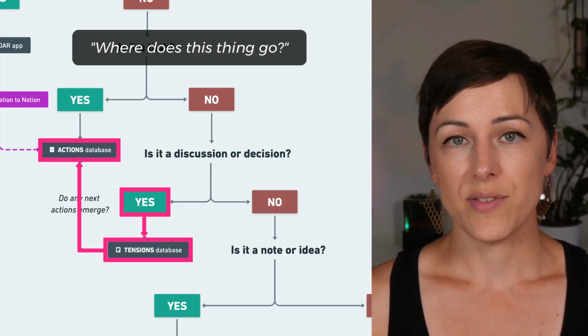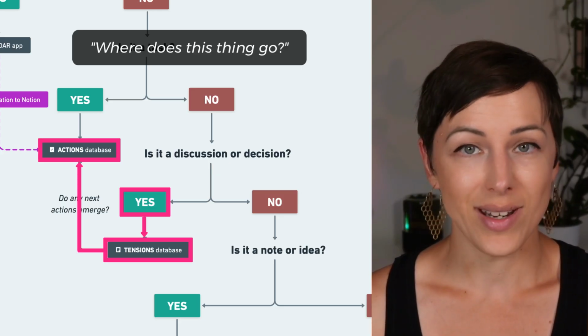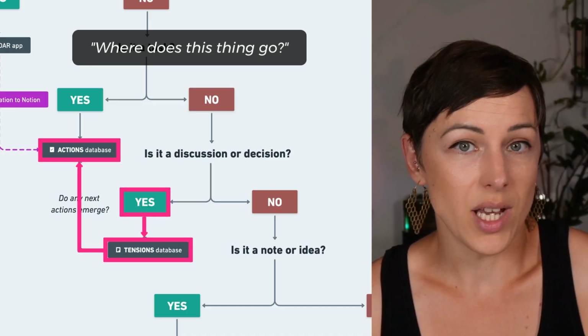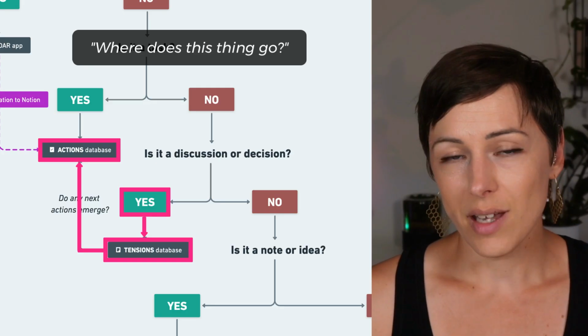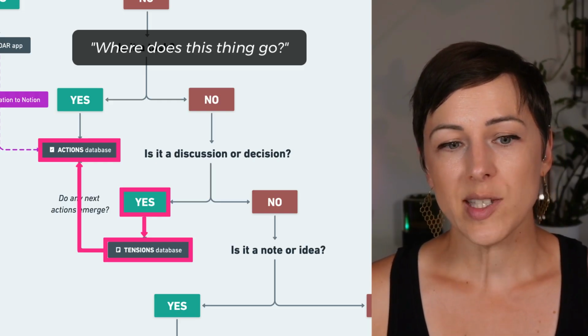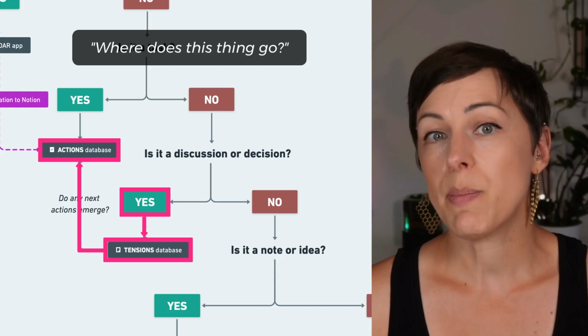The question of whether something is a discussion or a decision is not in the PARA framework. Is Tensions an area? Is it a project? Is it a resource? It's kind of none of them. It's just part of what helps us get our work done, and that spans all projects. It also spans all areas.